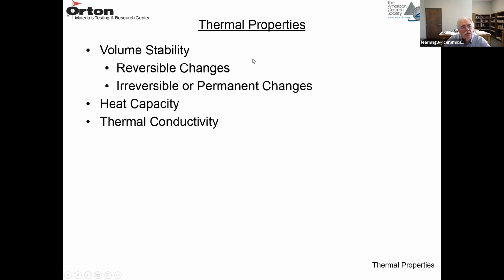So with that background on how the structural levels affect the properties, we want to spend the rest of today on thermal properties, which are volume stability. And volume stability has two sections: reversible changes, which are thermal expansion or thermal contraction, or irreversible or permanent changes. We also want to look at heat capacity and then thermal conductivity.